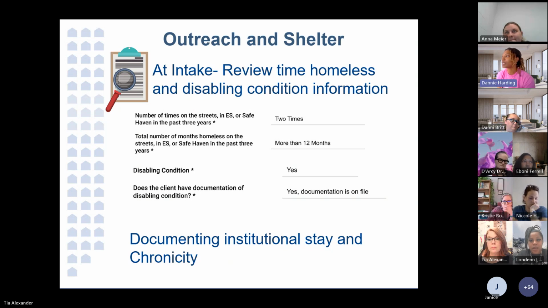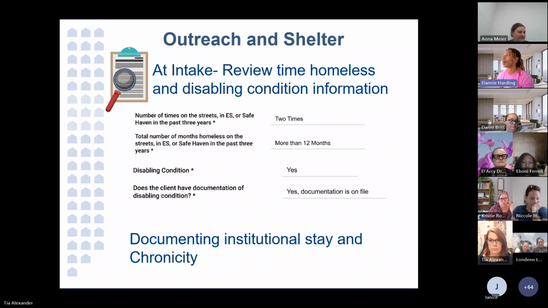Providers should also review disabling condition information at intake, and again when completing the VI-SPDAT. Just a reminder that a qualifying disability for the purpose of chronic homelessness is the same as for general PSH eligibility, meaning that documentation such as a current SSDI award is acceptable documentation to verify clients are chronic. Documentation of specific disabling diagnoses is only required when a client has been matched to a program that has specific clinical requirements.